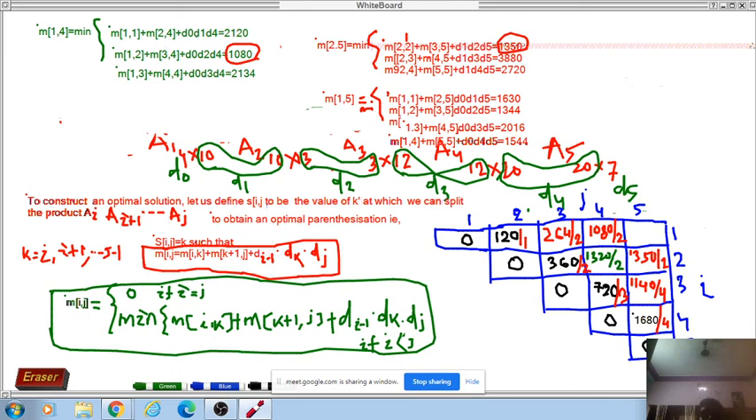So what is the minimum here? The minimum value is 1344. For which value of k? Then 2. Got it? Clear? Do you understand or not? You fill up the table?